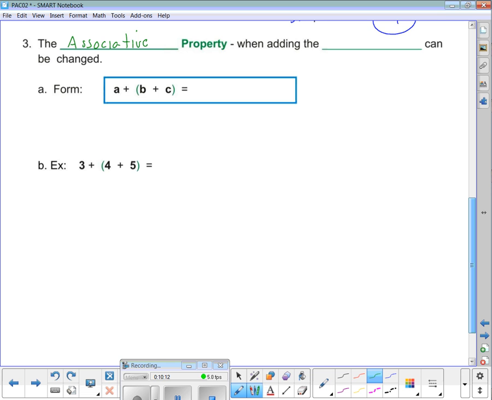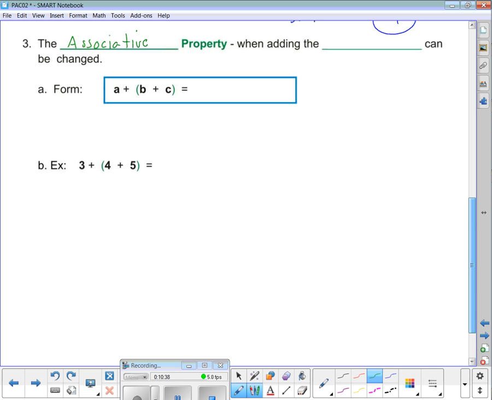Associative. The associative property. Hey, if I asked you, who are your associates? Wouldn't that be kind of the way of saying who are your friends? Who are those that you hang out with, that you are around? Well, that's exactly what the associative property is.